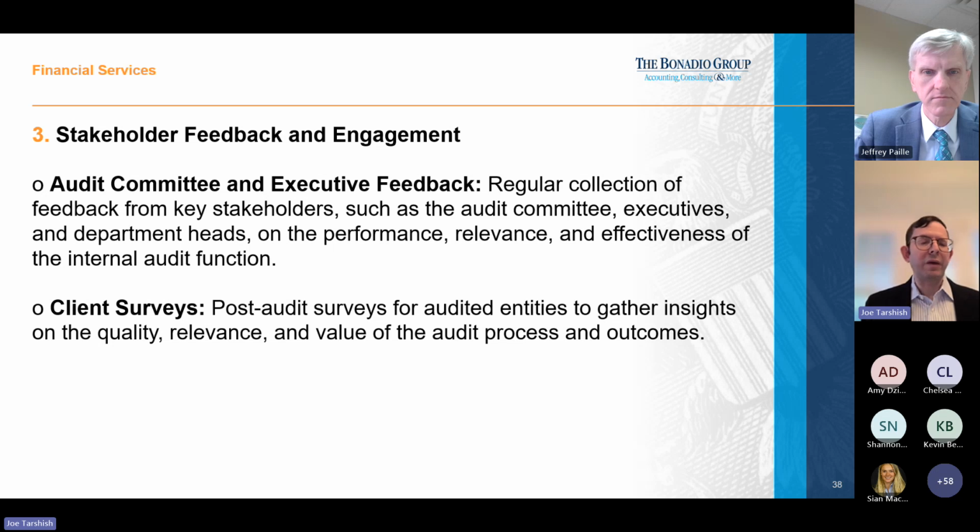I think it's a given that after every audit, we as auditors should take the time to send a formal survey, several questions, to management of the area that we spent time in, and ask them for their feedback on how well we did in terms of the work that we did and the reporting that we did.